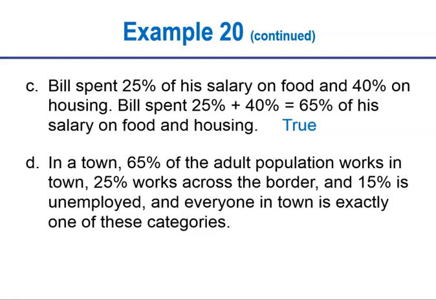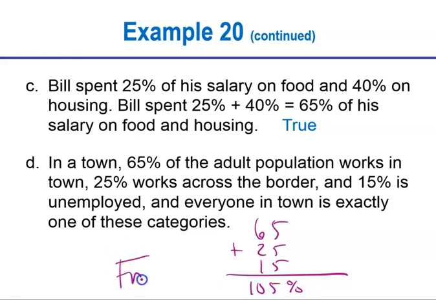And what do we think about this one? In a town, 65% of the adult population works in town. 25% works across the border. And 15% is unemployed. It says everyone in town is exactly one of these categories. So it's telling you that it's speaking for everybody. And what do you think? Is this even possible? You know, what's 65 plus 25 plus 15? If we add all those percents together, you get 105%. How can that be? So this is definitely a false statement.